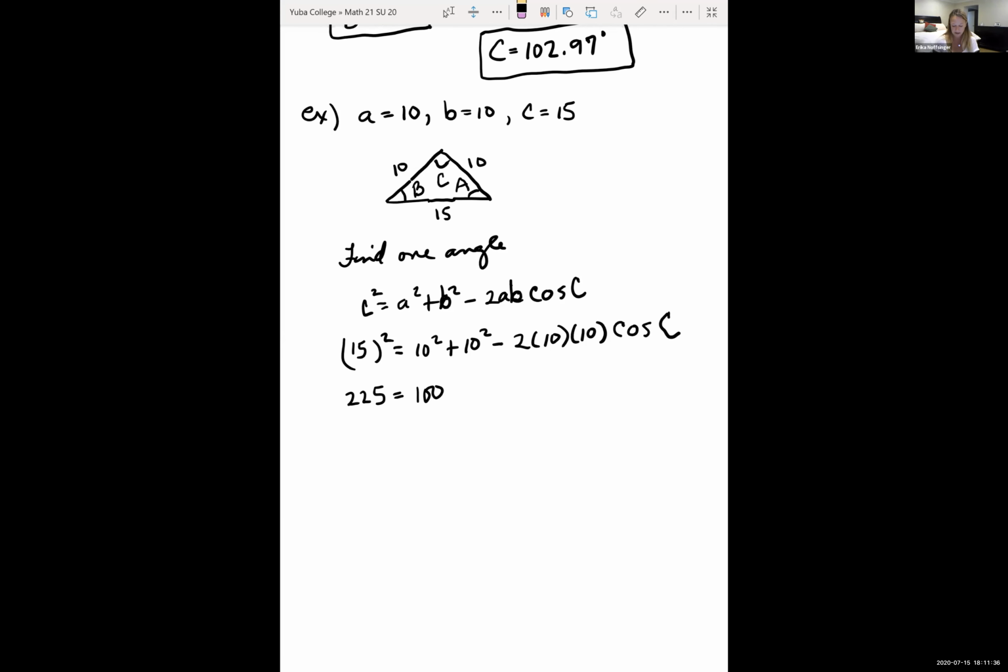So negative 2 times 10 times 10. 10 times 10 is 100, times 2, so minus 200 cosine of angle C. We're trying to isolate cosine C so we can take the cosine inverse. If we subtract 100 on both sides, 225 minus 100 is 125, equals negative 200 cosine of C. Divide both sides by negative 200.